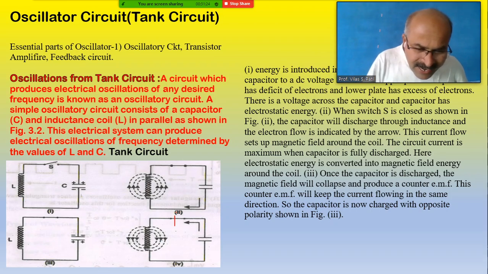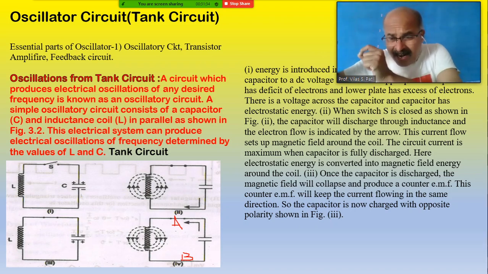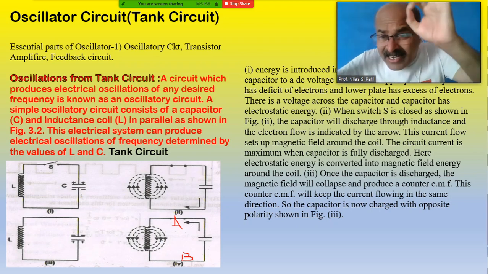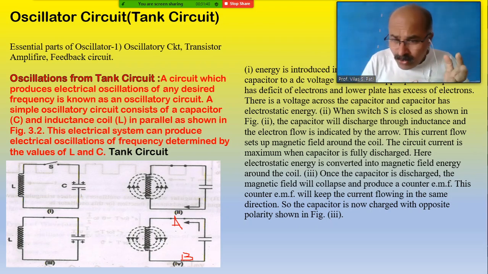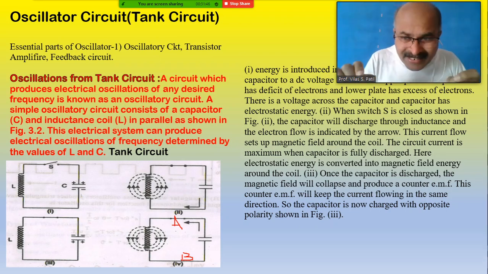Consider this point is A point and this point is B point. If we take the output across the A and B points, these two wires are connected to a CRO. CRO means cathode ray oscilloscope, which gives the visual indication of the energy.